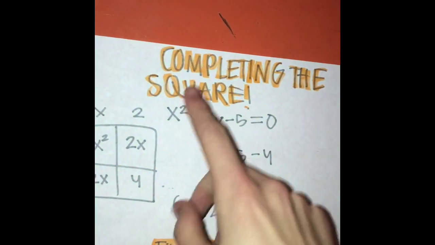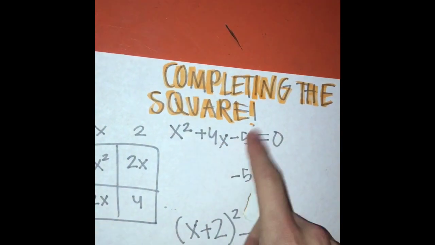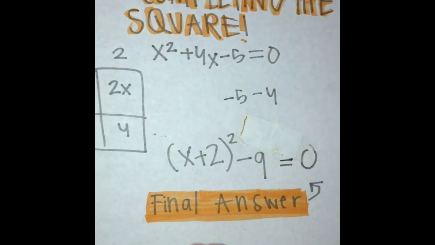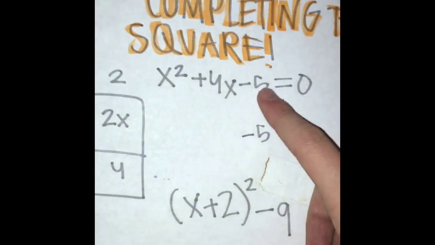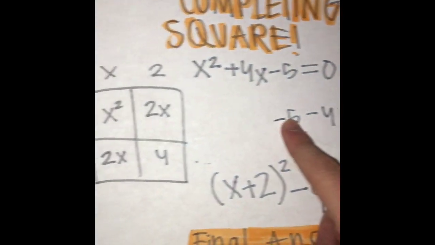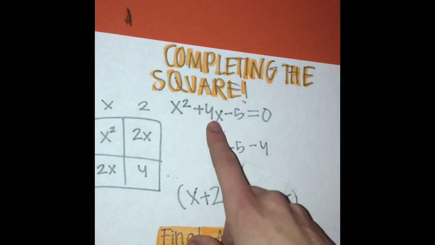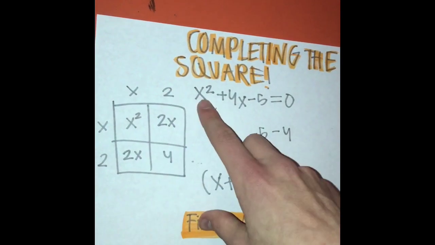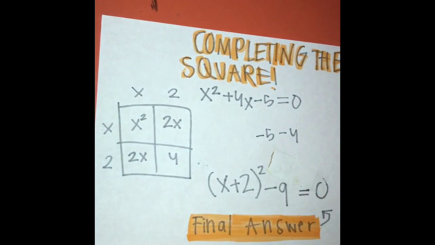The first step in completing the square is you take your equation x squared plus 4x minus 5 equals 0. Second step in completing the square is you want to separate your minus 5 because you're going to use that later in the equation after you solve the box. Your third step is to cut the 4x in half to get your 2x, and you have to separate the x squared so you get your 2x's.